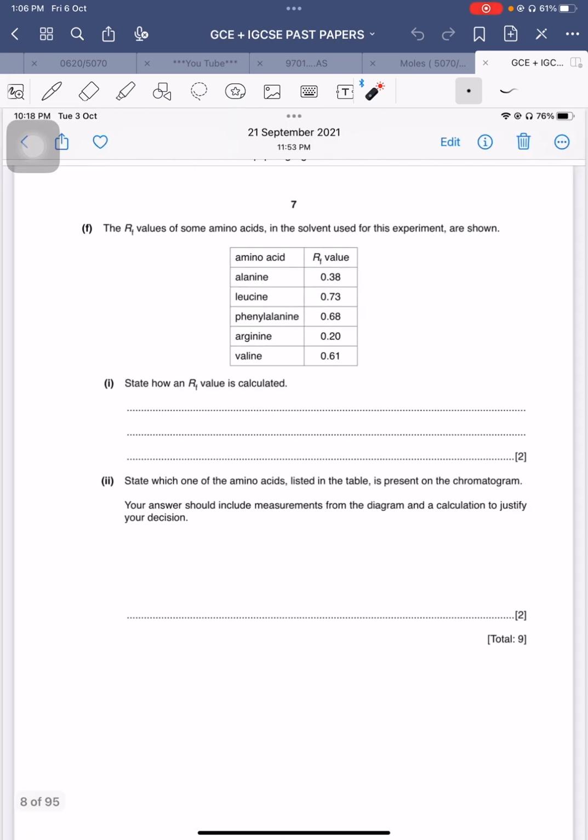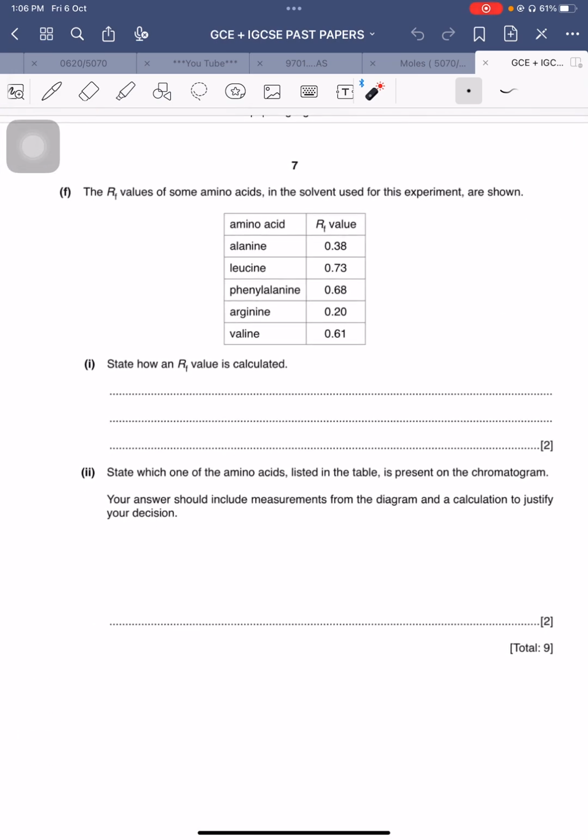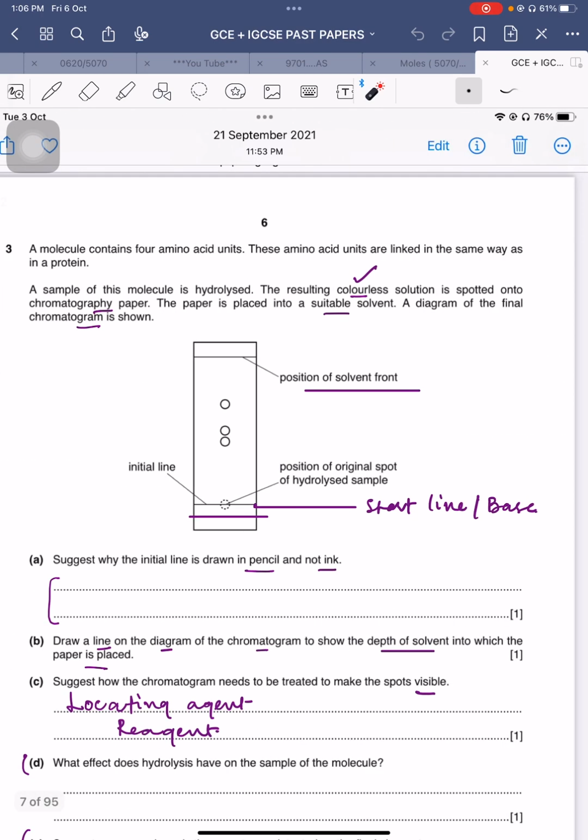Next part of the same question. That's why I have repeated this question, as I couldn't do this part in the previous video. The RF values of some amino acids are shown over there. So state how an RF value is calculated. Back to this. For example, we have to calculate the RF value of this spot.